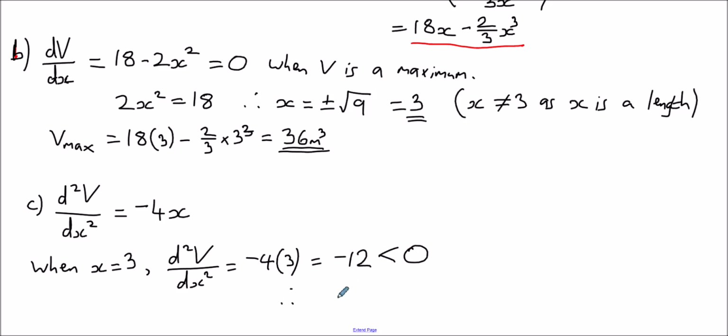So therefore, V, which is 36 meters cubed, must be a maximum, not a minimum. If we computed this here and got a value which was greater than 0, that would prove that the volume was a minimum. But because it's less than 0, V is at a maximum for this point.